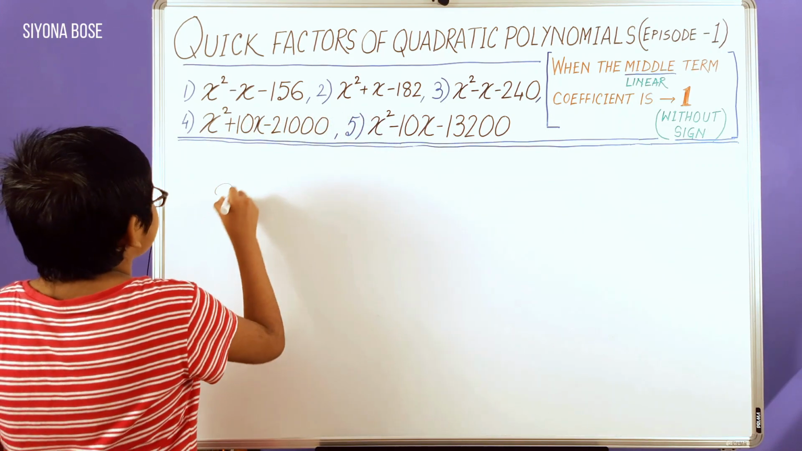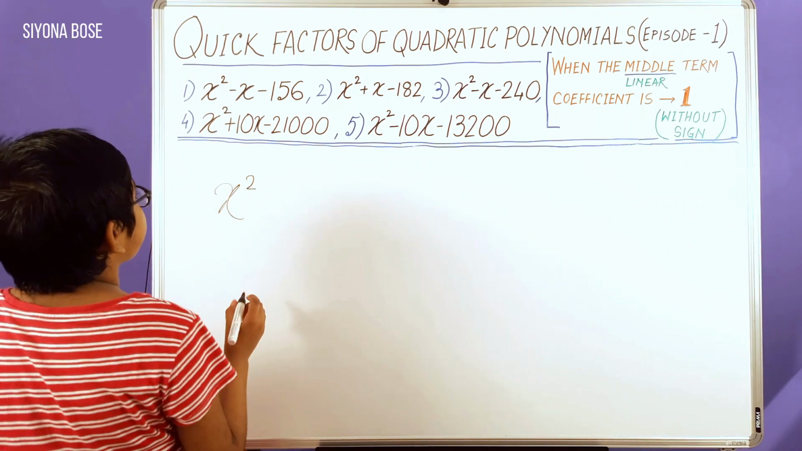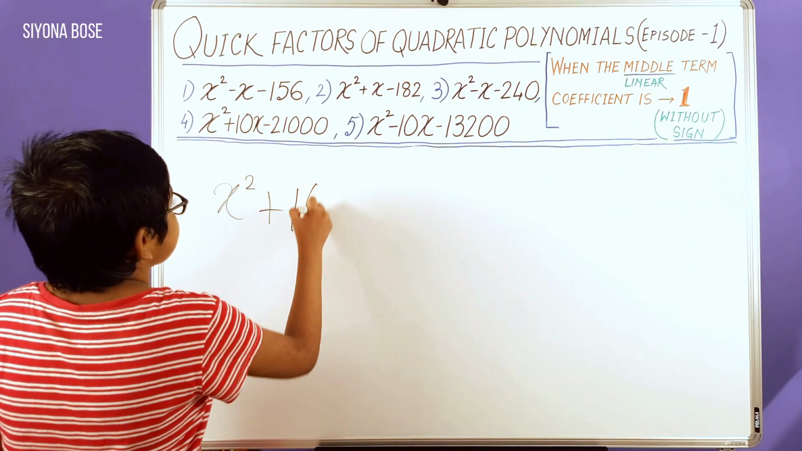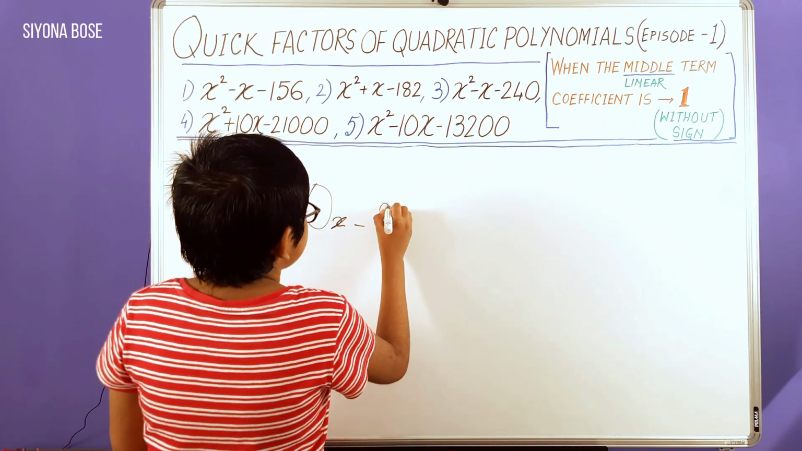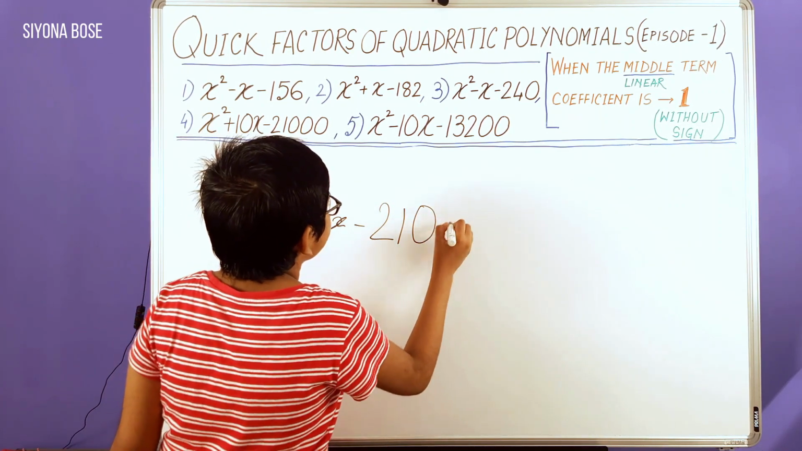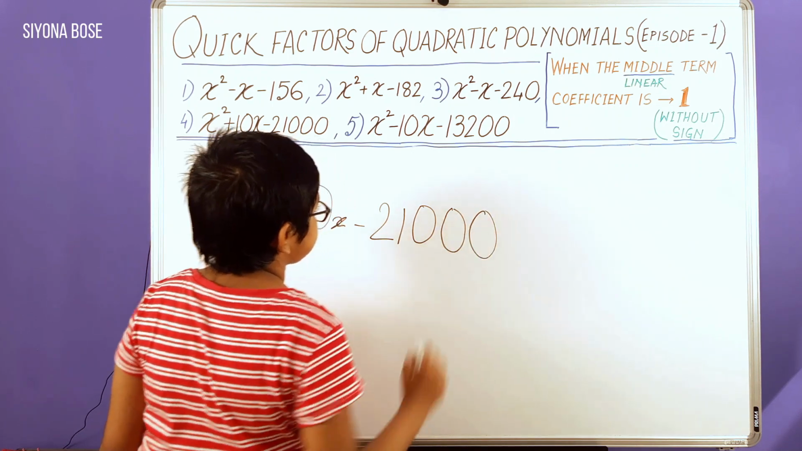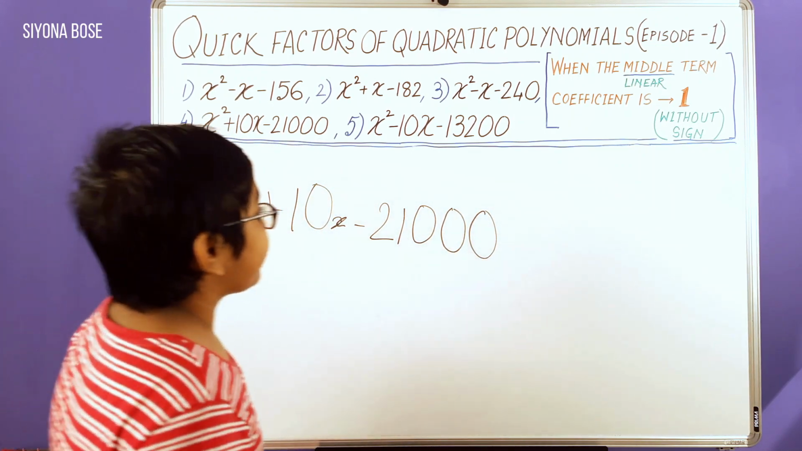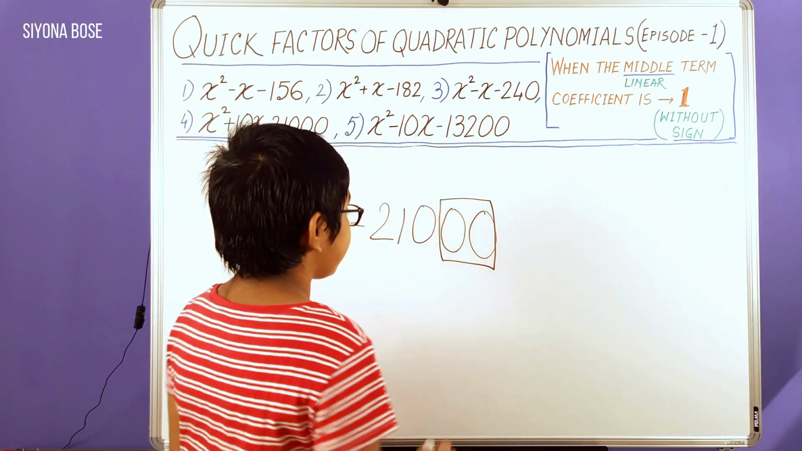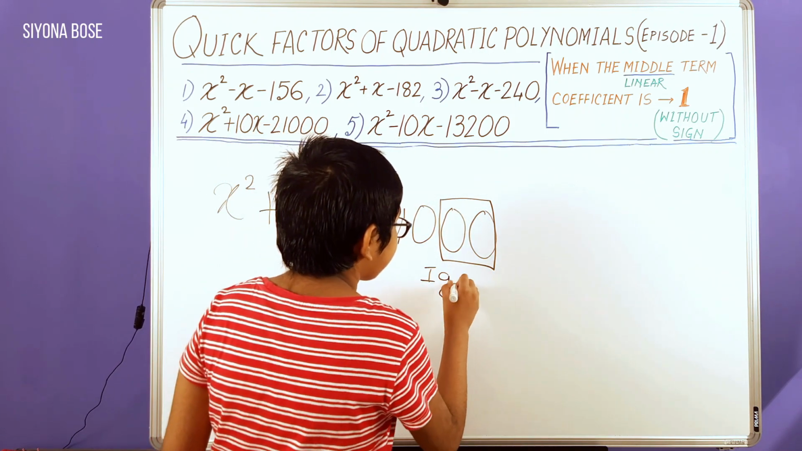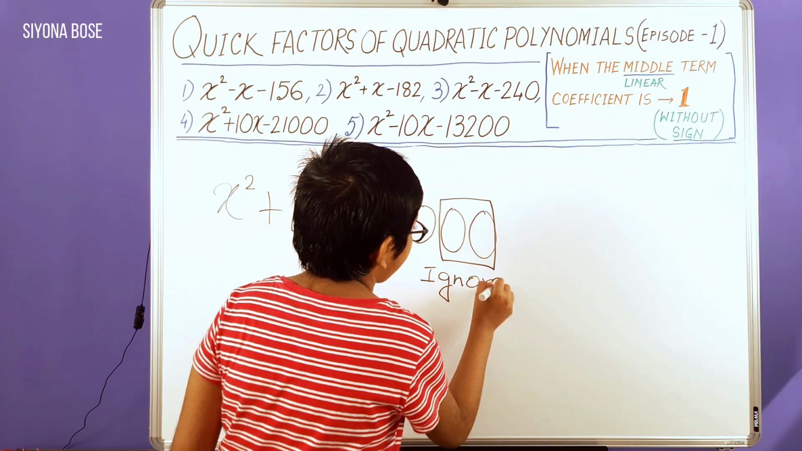Let's see how. So our fourth polynomial is x squared plus 10x minus 21,000. Don't be afraid of big numbers. We can reduce this polynomial. How? We can take 2 zeros from 21,000 and just ignore them for the moment.